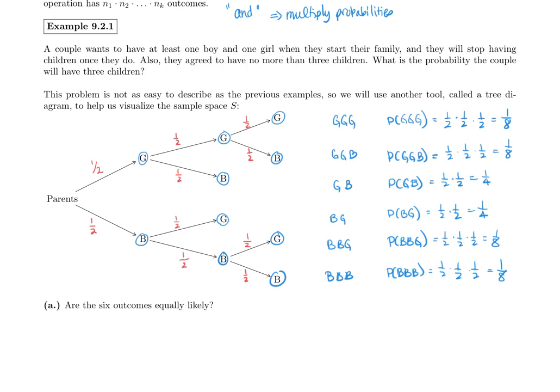Are they all equally likely? If we look at it, we see that the chances are not equally likely, because the probability of getting a girl, then a boy, or a boy, then a girl is 1 in 4. But the probability of getting 3 girls is 1/8, 2 girls and a boy is 1/8, 2 boys and a girl is 1/8, and 3 boys is 1/8. So they are not all equally likely. So the outcomes are not equally likely.